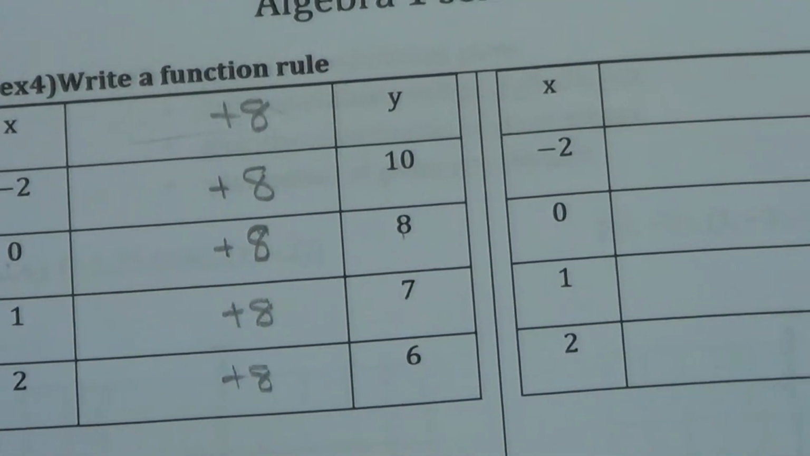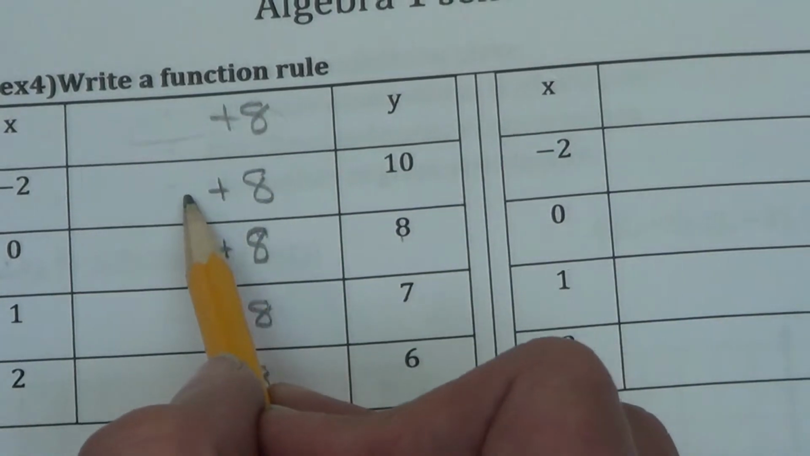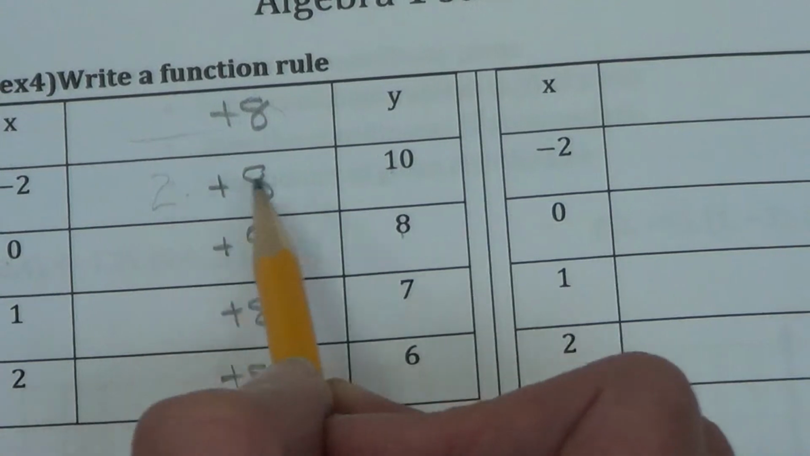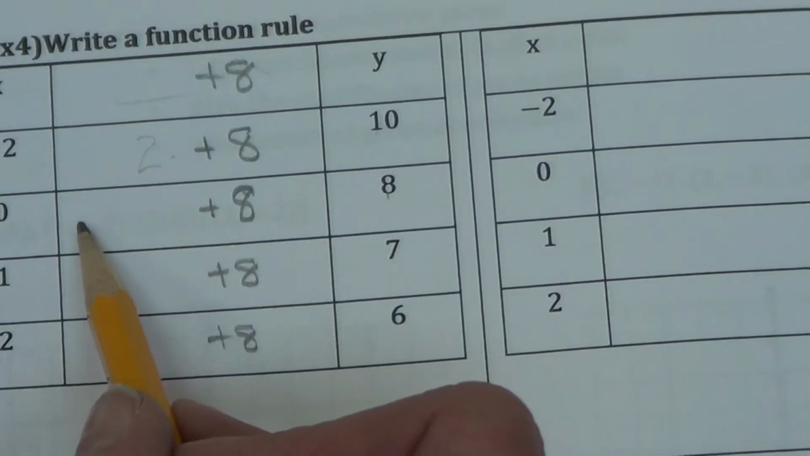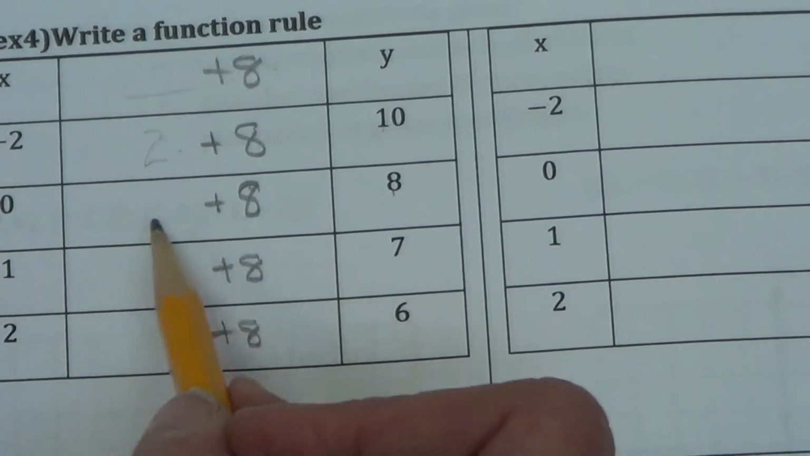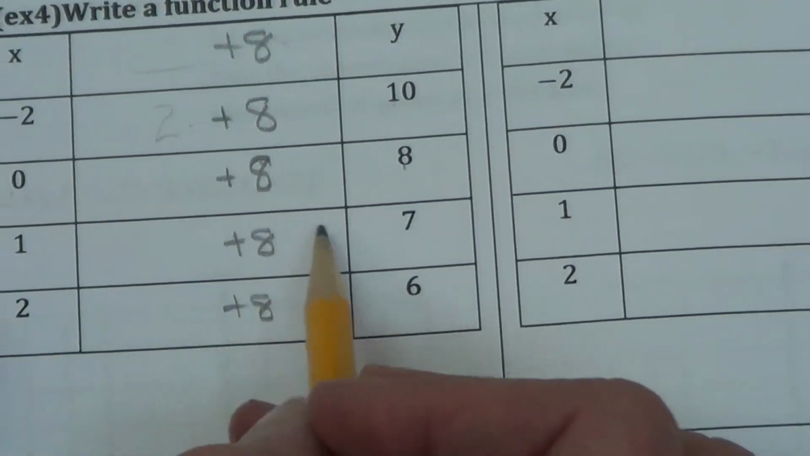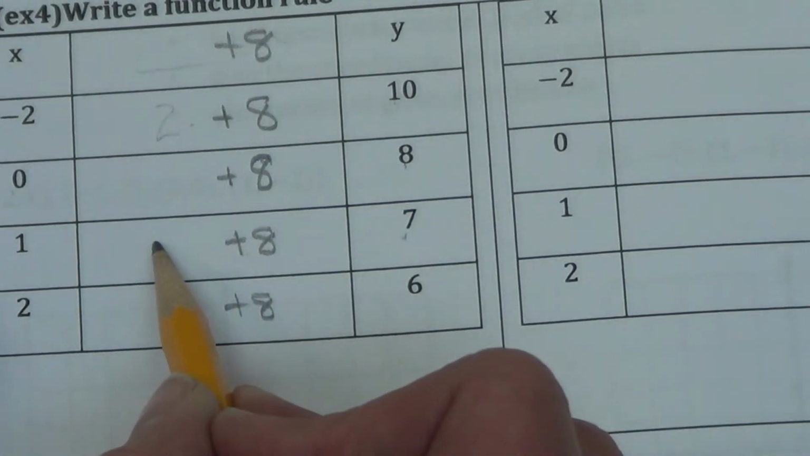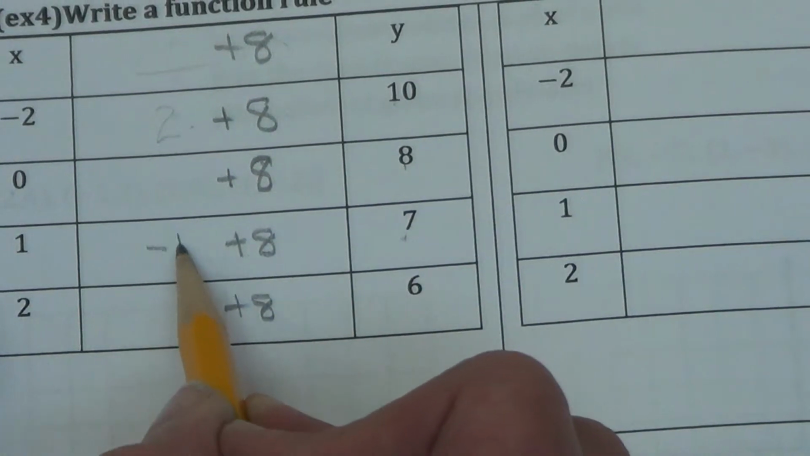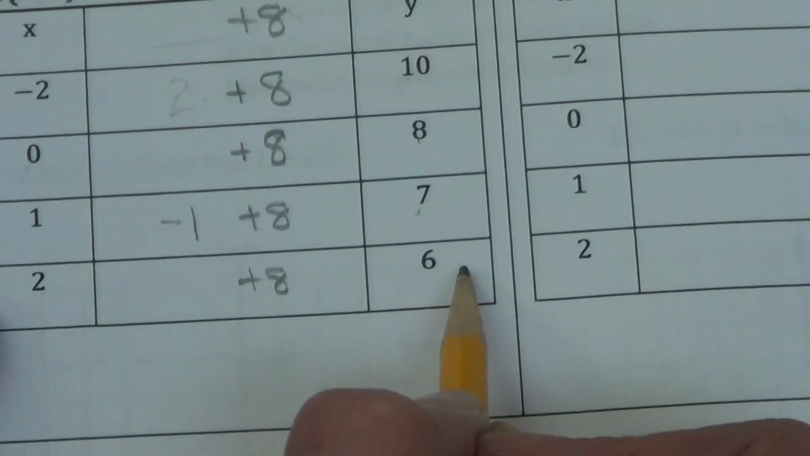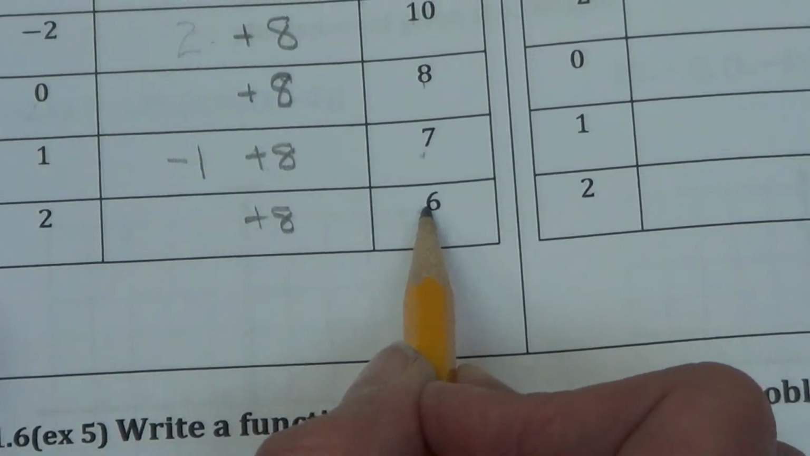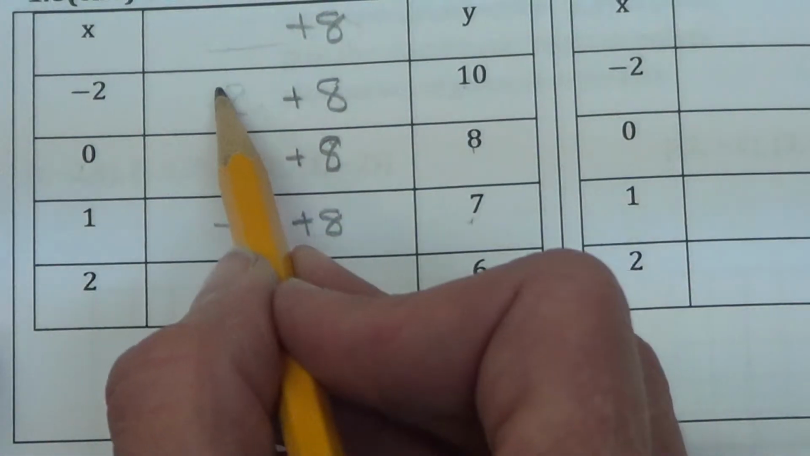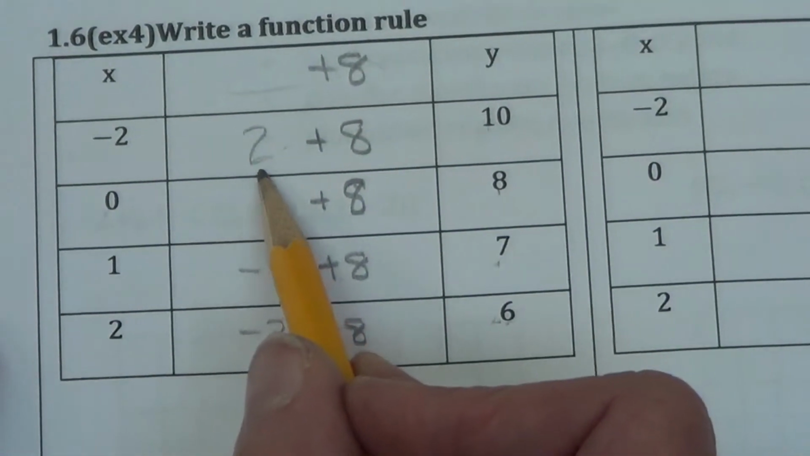So now we look at it and we say, well, what do we add to 8 to get to 10? That would be 2. What do we add to 0 to get to 8? Well, nothing. What do we add to 8 to get to 7? Well, you would have to subtract 1 to get to 7, wouldn't you? And what would we be adding to 8 to get to 6? It would be a minus 2.